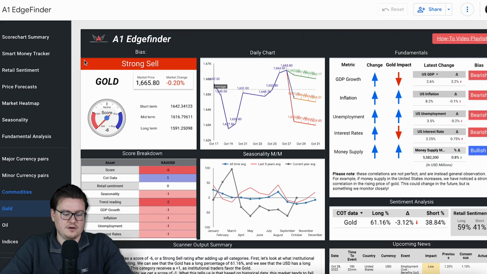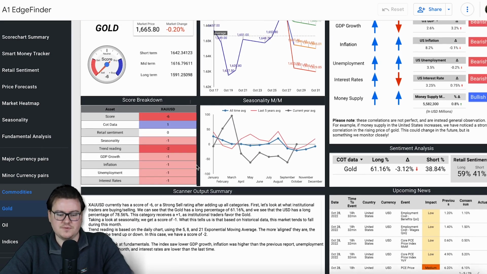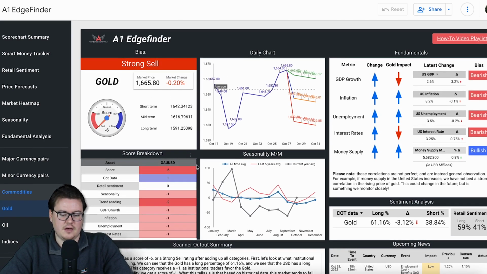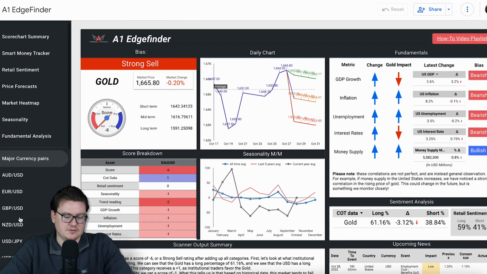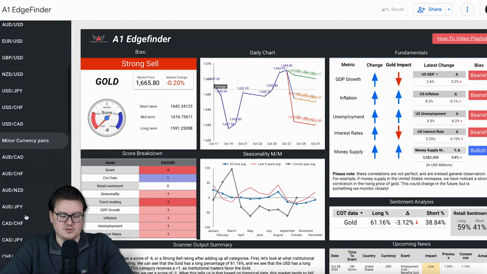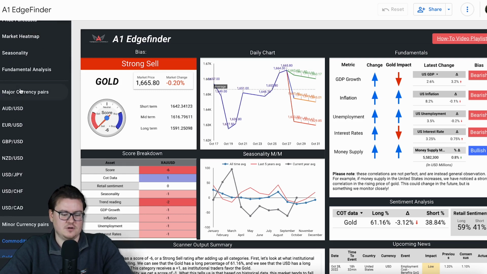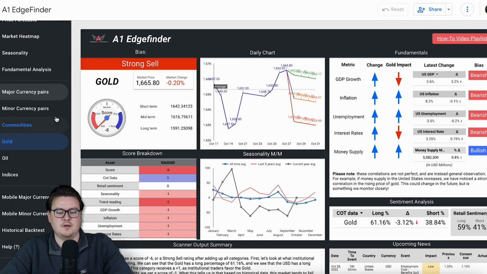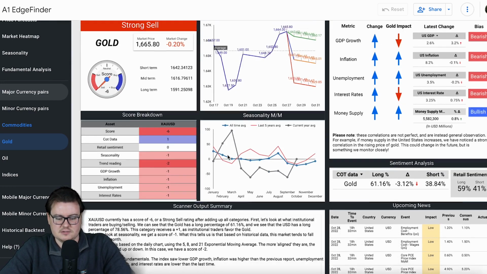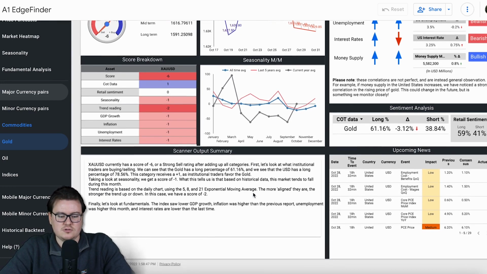So here in the Edge Finder, under our commodity section here on the left, we have gold and oil listed. So here is our brand new look to the gold section. Now, if you're familiar with the Edge Finder, you know that it used to look very similar, pretty much the exact same as our currency breakdown. So all of our currencies, major and minor here, all pretty much look the same. Of course, they have different data, but the layout is the same. And gold used to look like this, but now we have this updated look to our gold page.